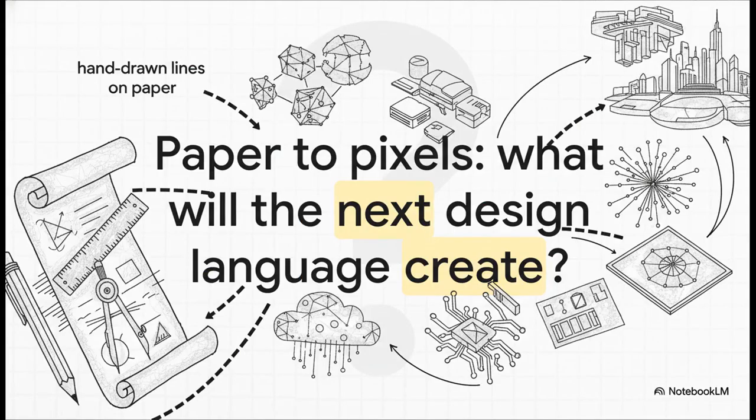So, look how far we've come, from paper to pixels to these super intelligent models that live in the cloud. Every single step on this journey has unlocked a whole new level of human creativity. And it really leaves you with a fascinating question, doesn't it? As our design language keeps evolving, what will we be able to imagine and what will we be able to build next?